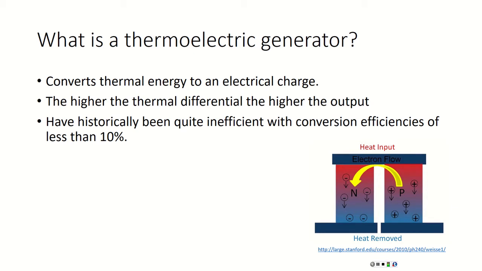Across a temperature gradient, it converts thermal energy into an electrical charge. The higher the thermal differential can be, the more efficient the device can be, increasing your Carnot efficiencies. Although historically they've had quite low efficiencies, KTs of 1 or 2. The highest I was able to find any research on was a KT of about 3.15. With KTs around 2, that's about a 10% conversion efficiency.